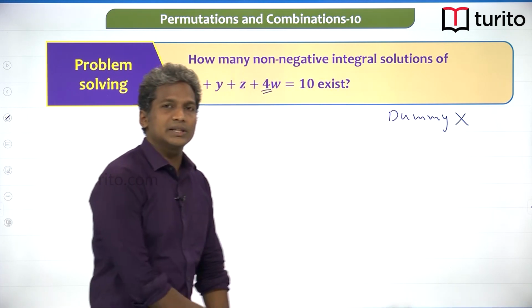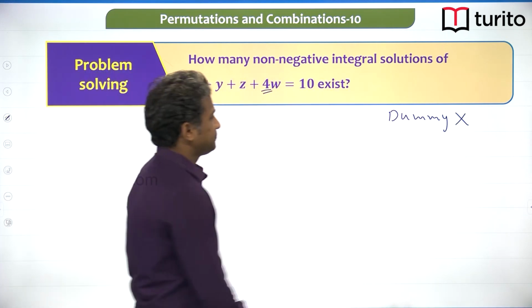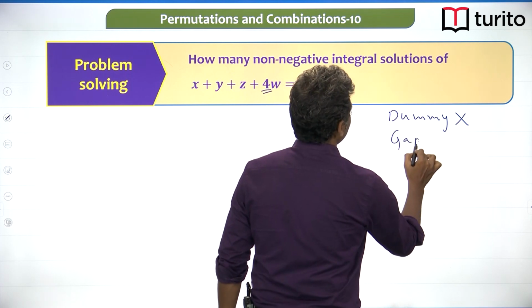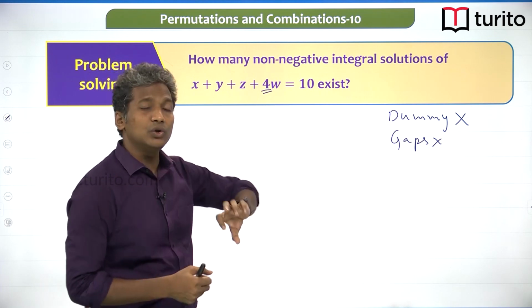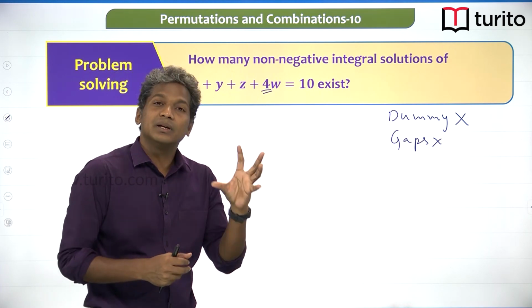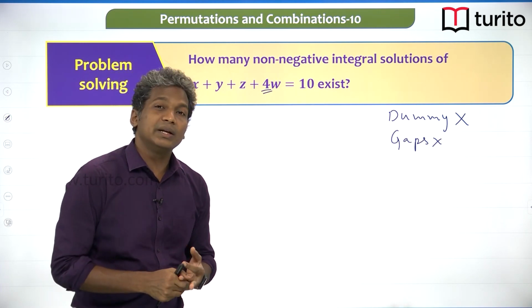What are the other methods? The gaps method also will fail, because strictly you have to maintain the last variable to be a multiple of 4. That will be a confusing one. But then what will work out?